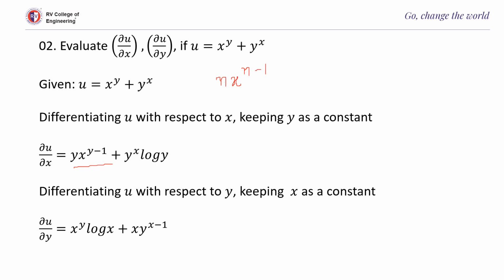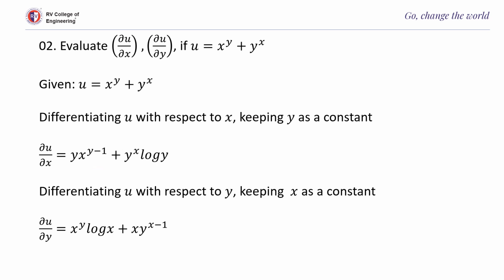Then differentiation of y^x. Now this is nothing but of the form a constant raised to the power of the variable. Therefore differentiation of a^x, you know that it is a^x log a. Therefore differentiation of y^x becomes y^x log y. Okay, so this will be the partial differentiation of u with respect to x.